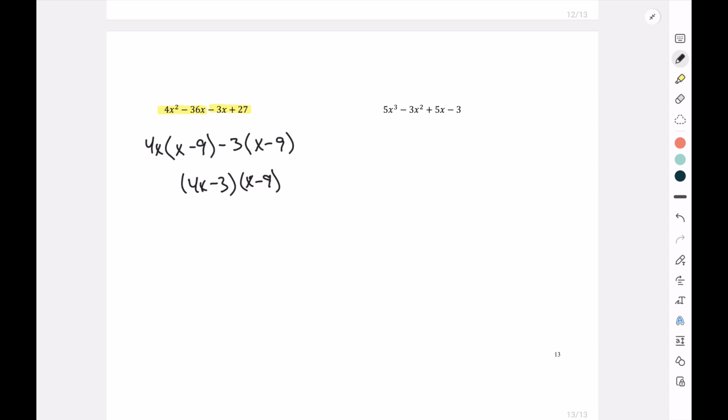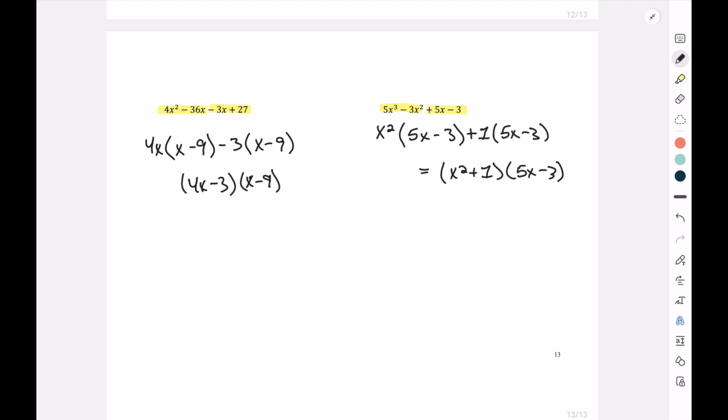In the second one, we have 5x cubed minus 3x squared plus 5x minus 3. And so since we know that we have our first two and our second two, we know in the first two we have an x squared in common. Pulling out an x squared, we would have a 5x minus 3. And since we want this 5x minus 3 to come back, we can see that we just pull out a positive 1 that will come back. And our answer would be x squared plus 1, 5x minus 3.